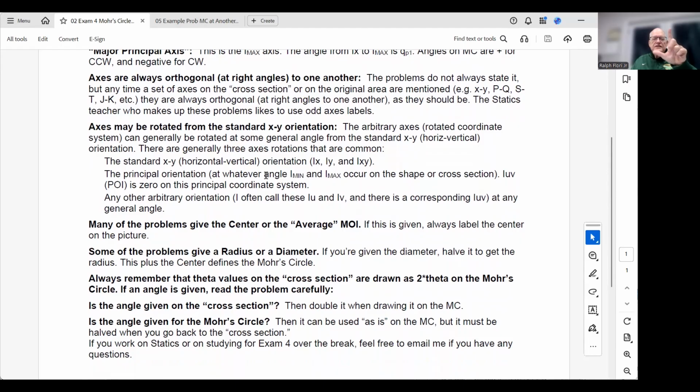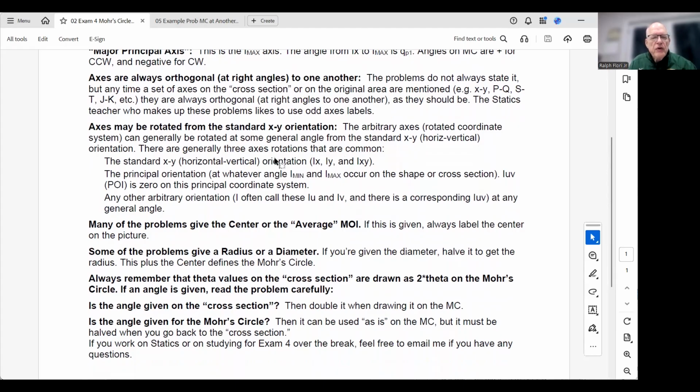And so again, this set of axes, which are at right angles on the cross section, are across from one another on the Mohr circle, and can be rotated anywhere. They're not necessarily at the standard XY orientation.